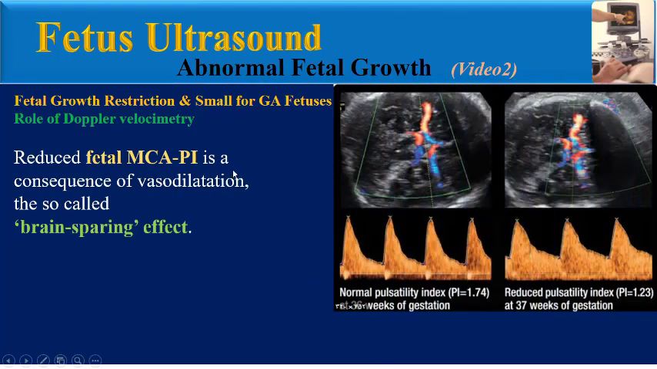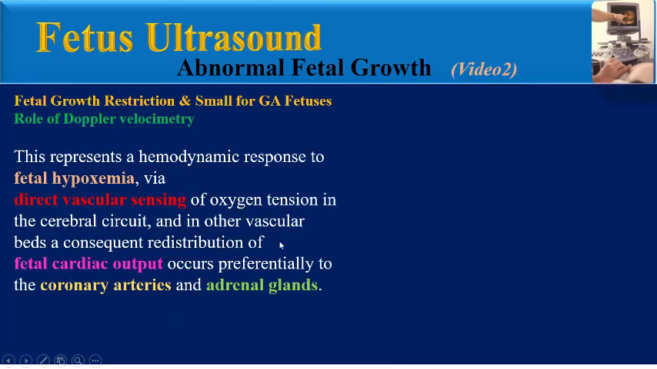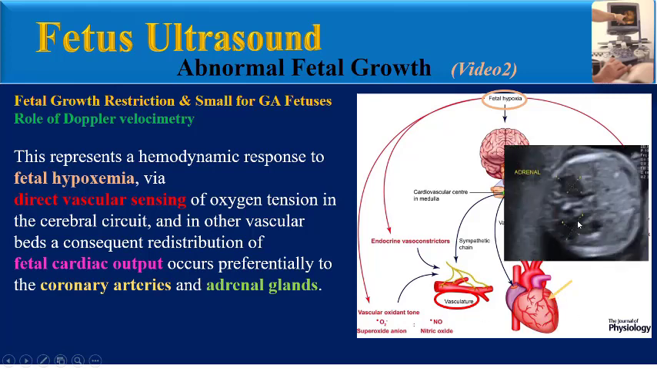Reduced fetal MCA pulsatility index is a consequence of vasodilatation, the so-called brain-sparing effect. This represents a hemodynamic response to fetal hypoxemia via direct vascular sensing of oxygen tension in the cerebral circuit, and in other vascular beds, a consequent redistribution of fetal cardiac output occurs preferentially to coronary arteries and adrenal glands.